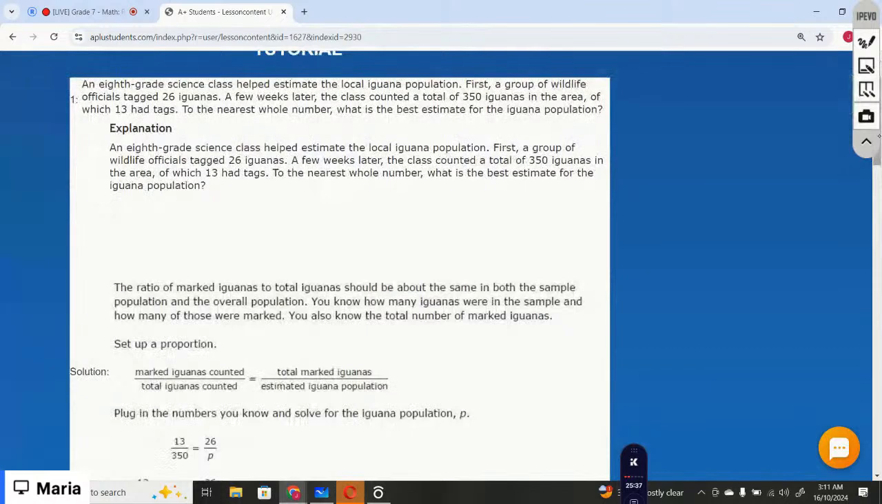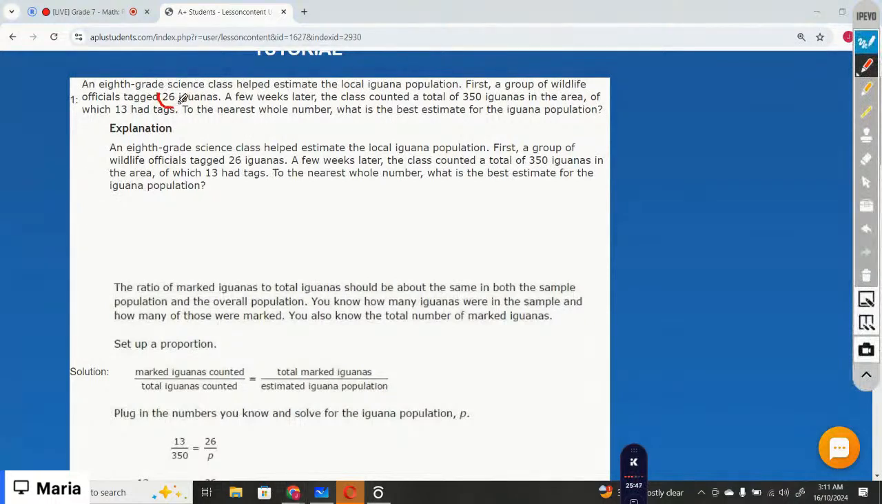So we have to form the proportion, right? First, a group of wildlife officials tagged 26 iguanas. So they tagged 26 iguanas out of total. A few weeks later, the class counted a total of 350. So 26 were tagged out of 350.